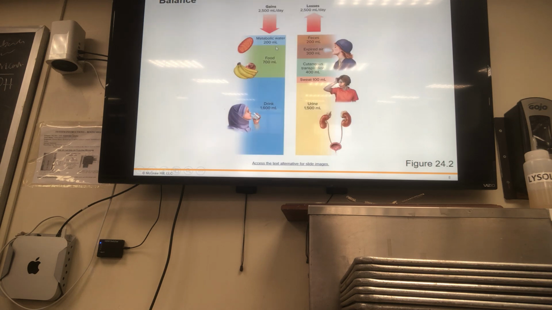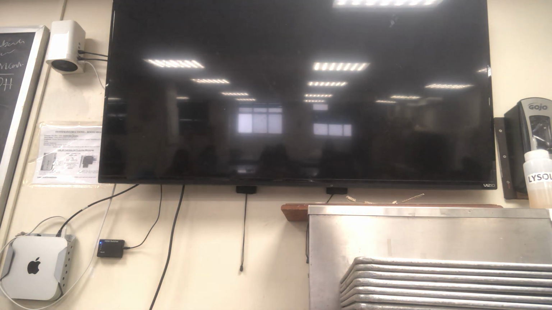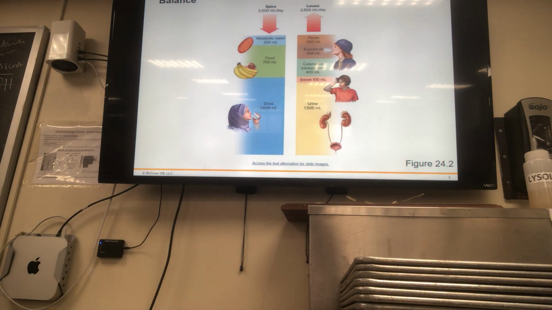So how do we gain the water? We gain about 2,500 milliliters per day. 200 of those 2,500 milliliters are metabolic water. 700 milliliters a day is the water coming from the food, and 1,600 milliliters of water that we must drink. I said 1,200, but 1,600 is as good.